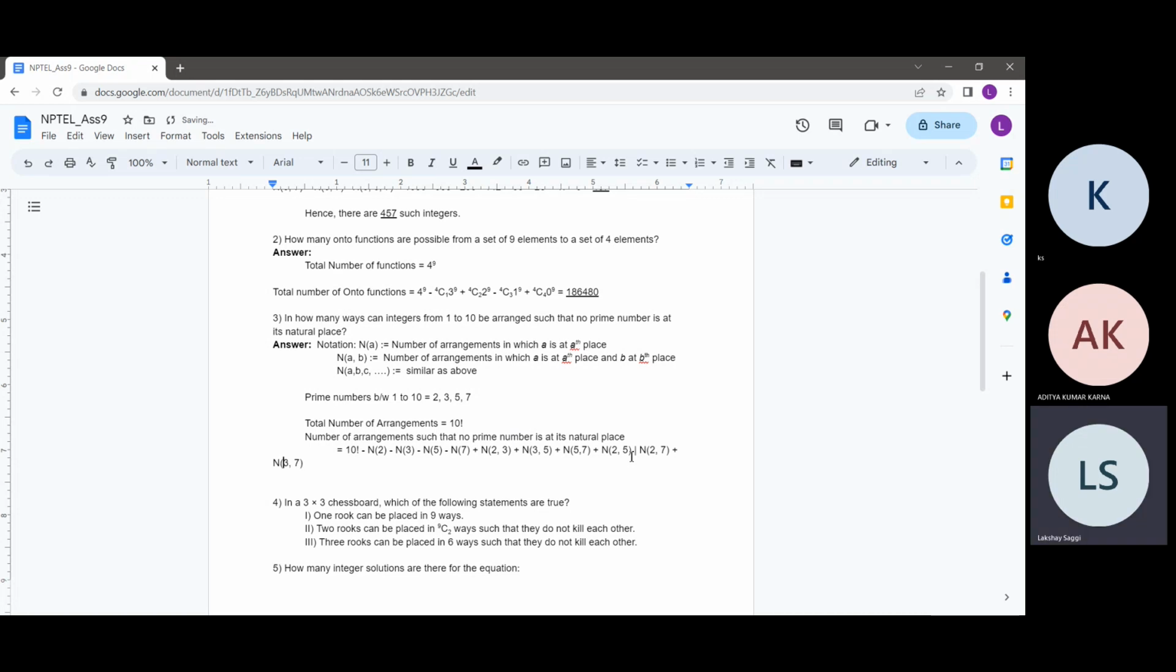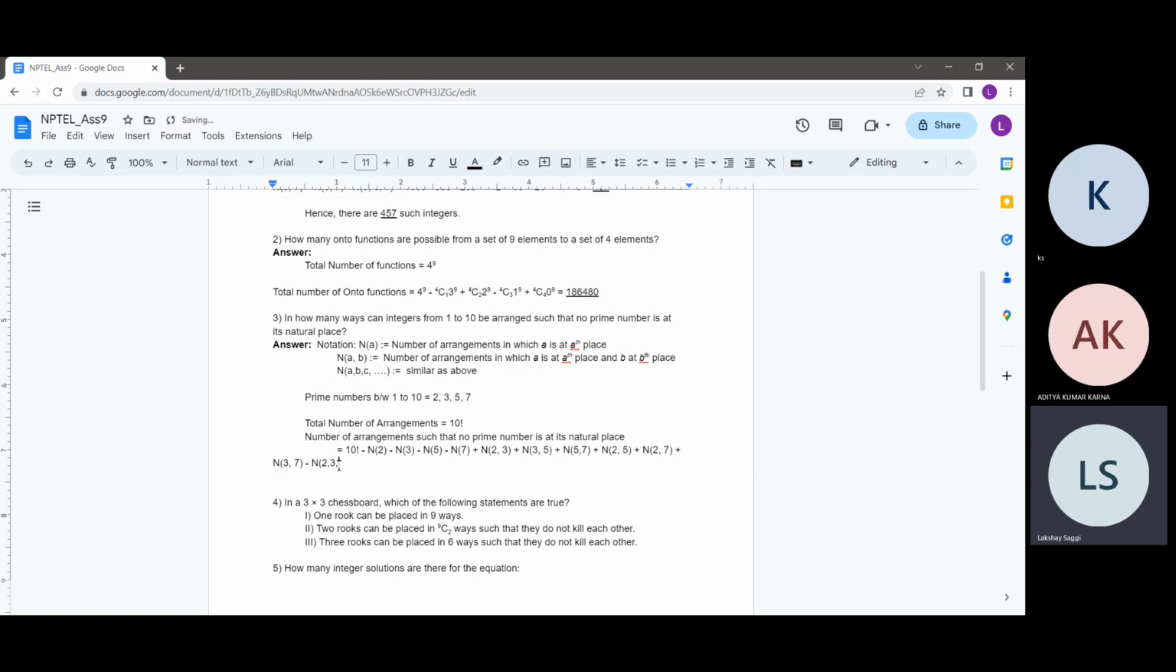Keyboard is doing something weird today. What I intend to write and what I am actually typing out is coming out a bit different. So yeah, from 10 factorial, what I've just subtracted are the individual terms and then added these pairwise terms back. And then I'll be subtracting the triplets again, since I would have added them more times.